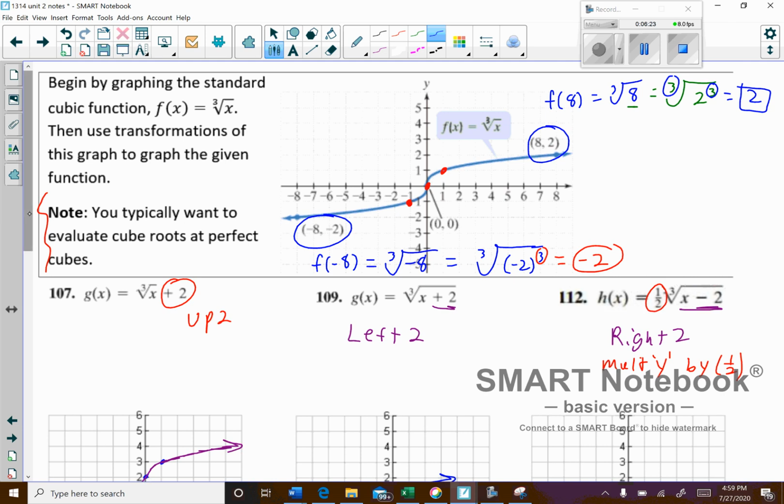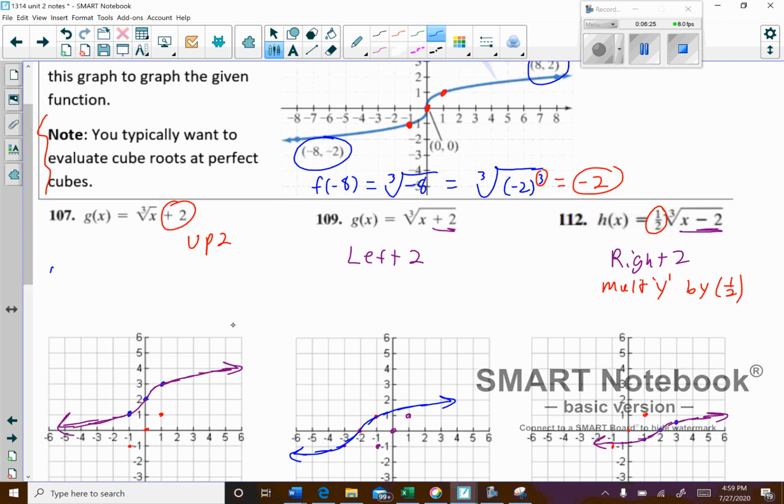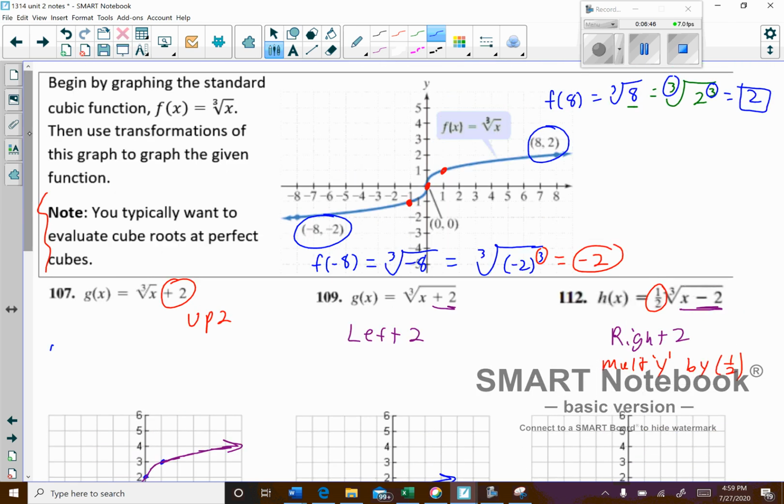So the first one, I moved them up 2, so they all moved up 2. Moved all left 2. Then this one was a little bit trickier because I'm going to move right 2, and then I multiplied them all by a half. And so that kind of caused them to condense and made it a little bit harder to draw, but there we go. Okay, so hopefully that kind of helps.